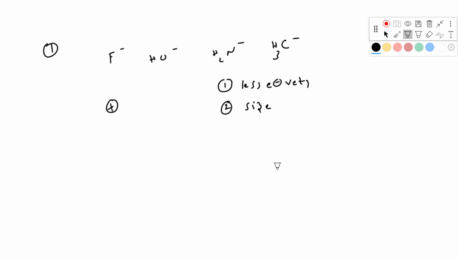If you see fluorine, oxygen, nitrogen, carbon, carbon is more in size and less electronegative. So whenever this is less electronegative, it can donate its electrons towards positive charge more compared to the other, right? So this is less electronegative and more in size. It can donate its electrons, so this is more nucleophilic. This is next, this is next, this is next. So this is the order of nucleophilicity.